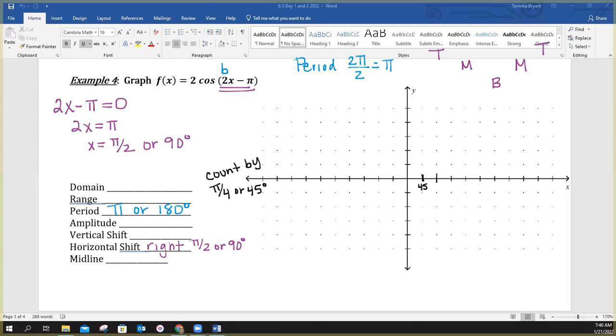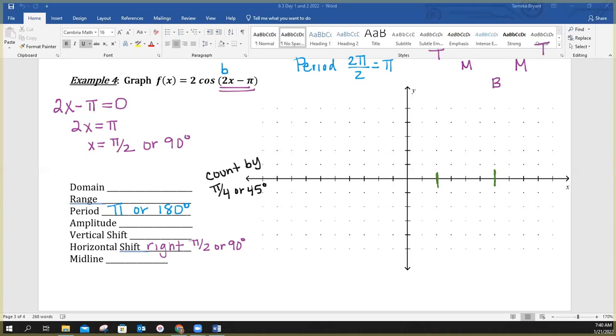So I'm counting by 45s on my x-axis. That's how I'm going to scale it. So I'm starting it off at 90. So this is 90 degrees. And it's going to take 180 degrees for me to hit the top. So this entire wave is going to be in between here. See, that's a lot shorter.